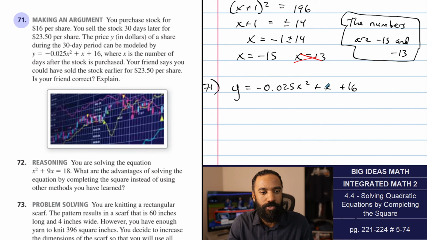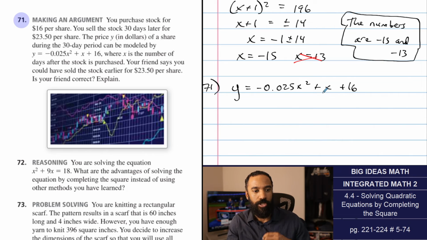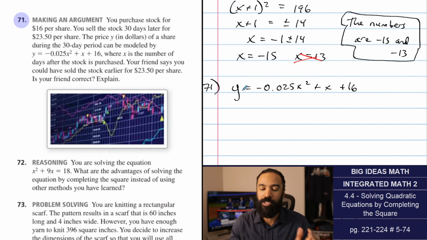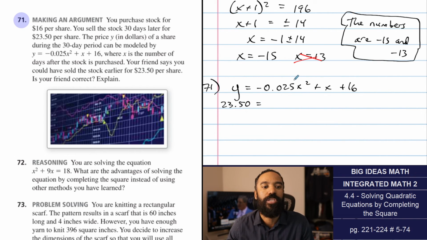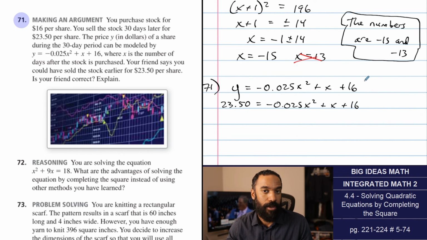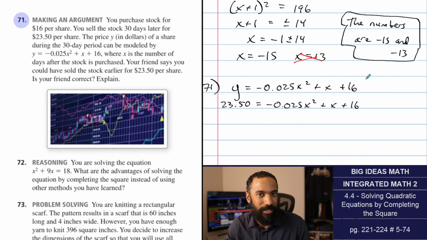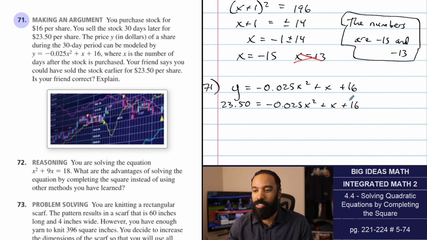Your friend says you could have sold the stock earlier for $23.50 per share. Is your friend correct? Explain. We want to see if $23.50 exists on this graph somewhere, and where we could have gotten that. Oh, it said it could have sold the stock earlier for that. We're going to see if there's an earlier x value than 30 which gives us this. And I wonder if fractional days count. I assume they probably could, because you can day trade. We don't trade during after hours now, do we?